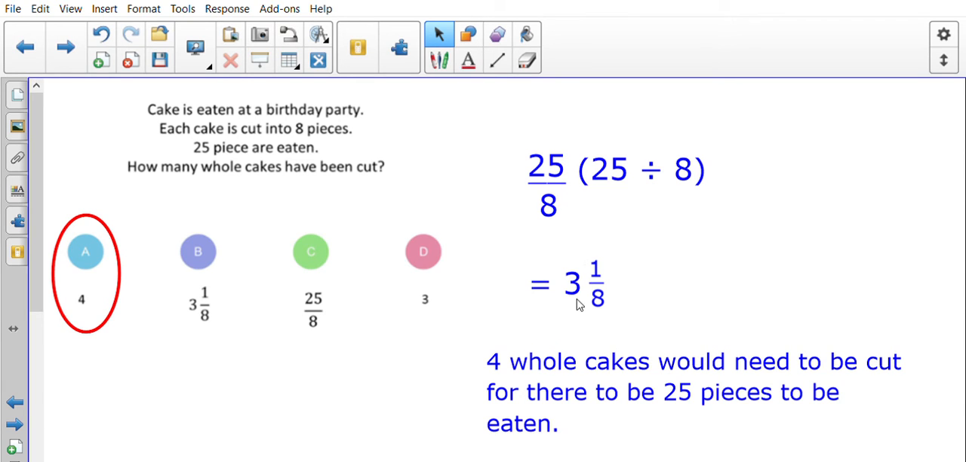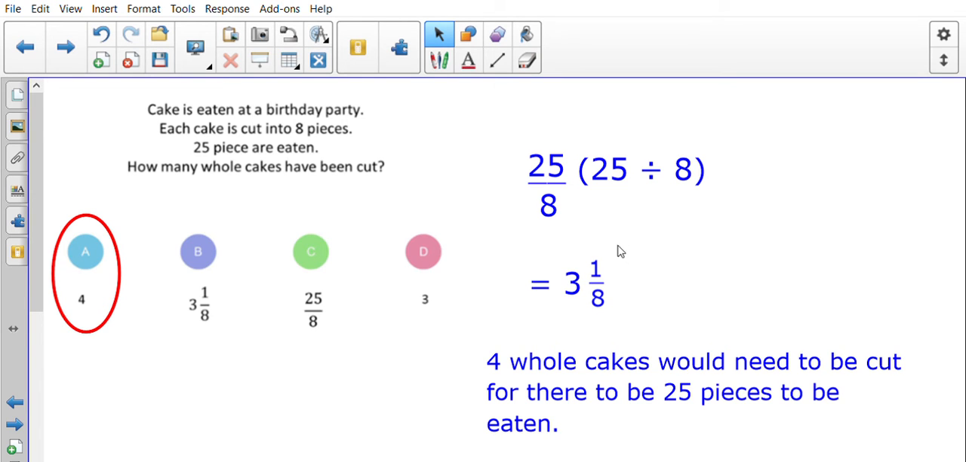Now if I were to write that as a mixed number, okay, 8 goes into 25 3 times, which is 24. 3 times 8 is 24, with 1 left over. And that's why I've got 3 1/8. But the question asked me how many cakes must have been cut. So originally, before cakes were cut, how many whole cakes did I have really? You couldn't have 3 1/8.